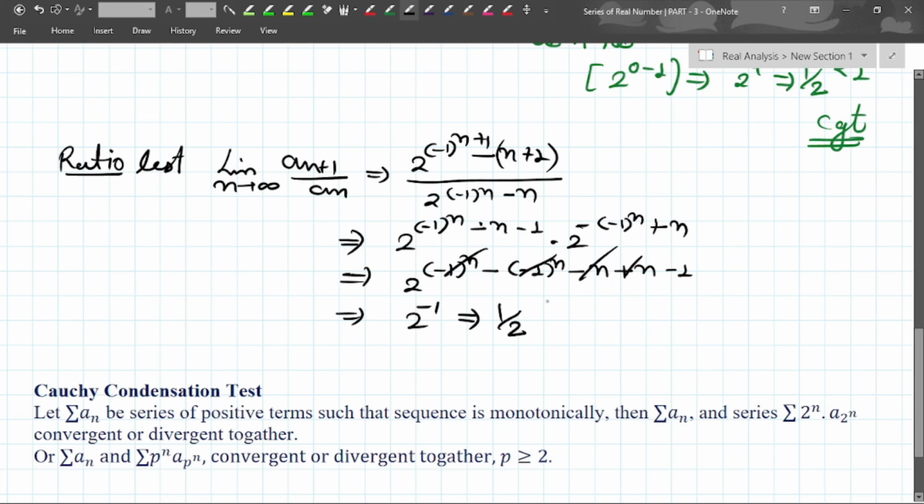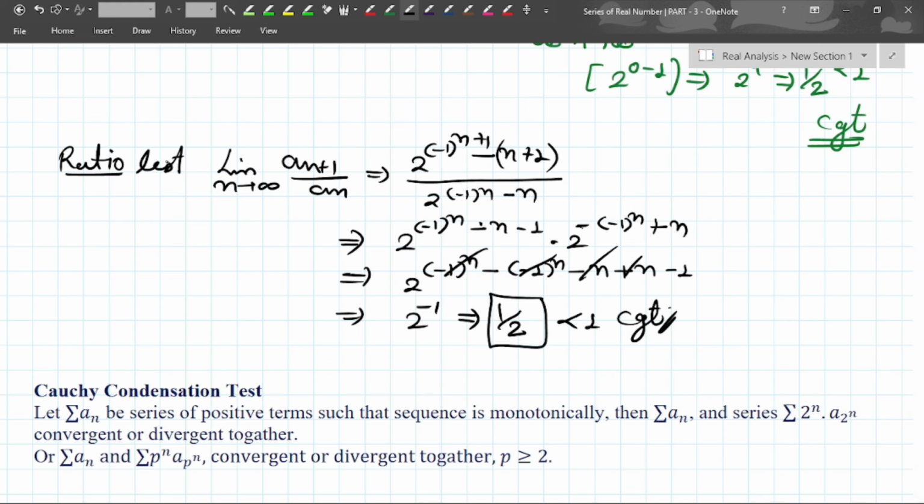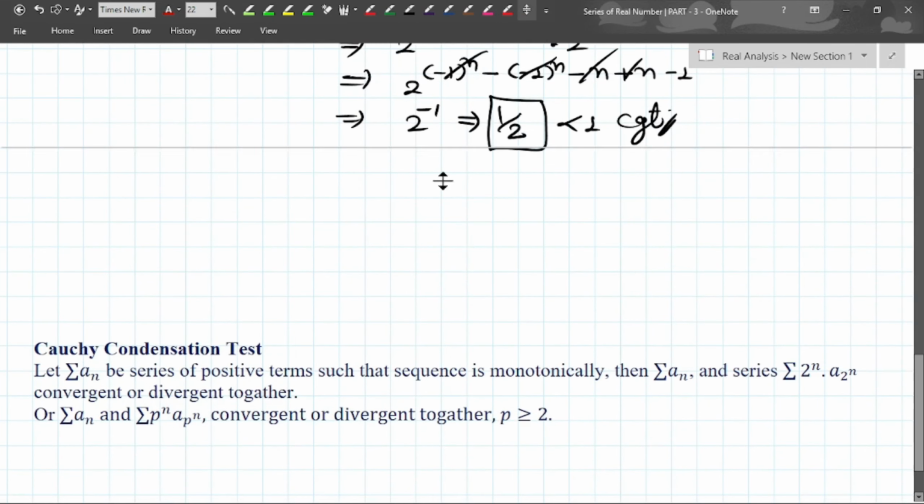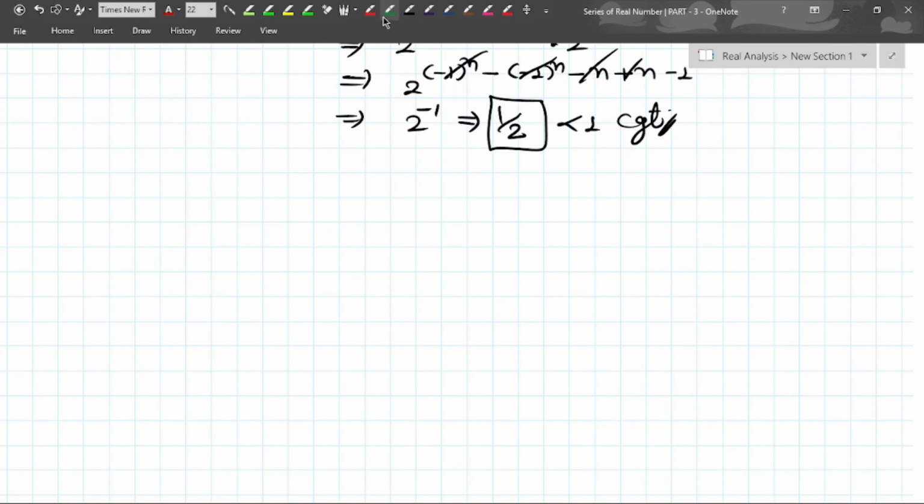But wait, is it 1 by 2? Yes, it is also 1 by 2. So it is less than 1, and again this is convergent. So from the ratio test also you can identify whether this is convergent or not. This is one of the important tests here. Okay, we can take one more series and identify whether it is convergent or not using the Cauchy root test, or we can say the ratio test.